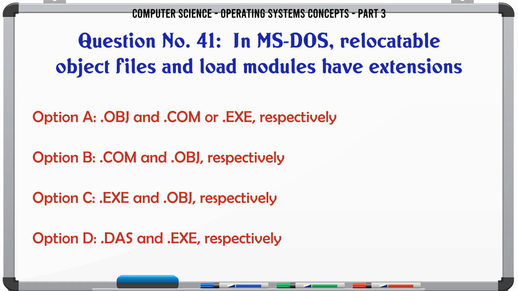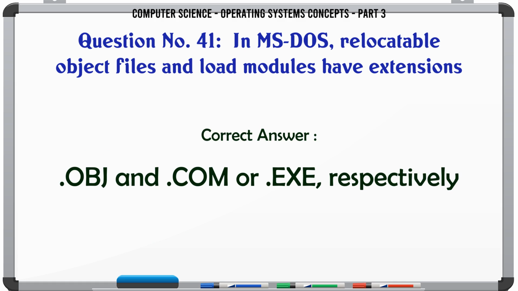In MS-DOS, relocatable object files and load modules have extensions A. .obj and .com or .x respectively, B. .com and .obj respectively, C. .x and .obj respectively, D. .das and .x respectively. The correct answer is .obj and .com or .x respectively.